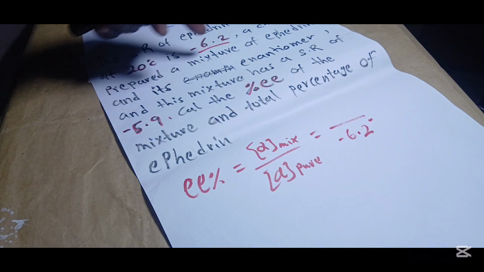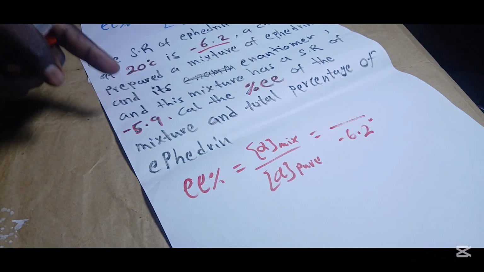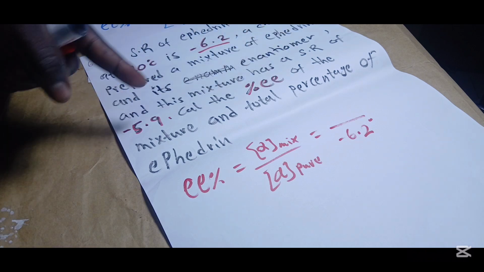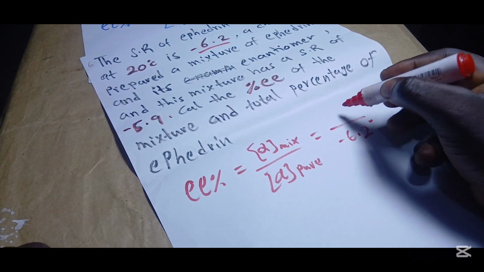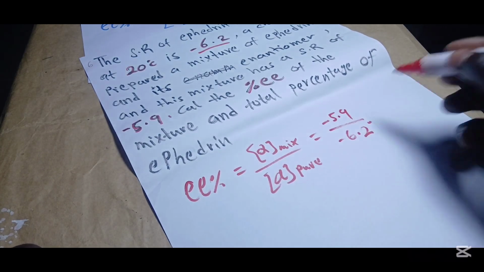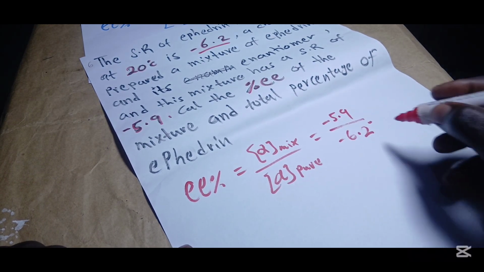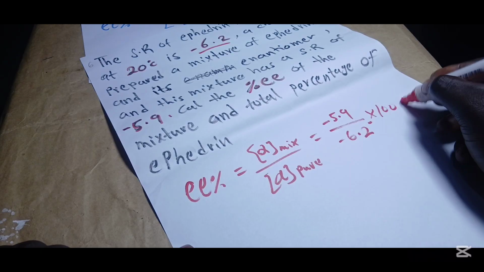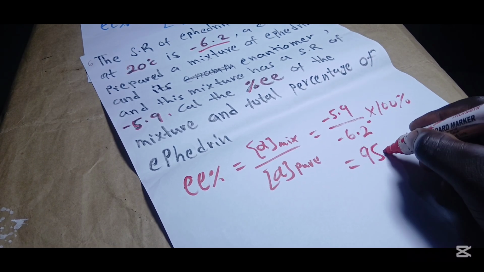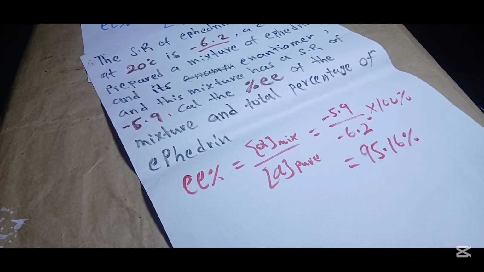A chemist prepared a mixture of ephedrine and its enantiomer, and this mixture has a specific rotation of minus 5.9. So the specific rotation of the mixture is minus 5.9. Evaluating this and multiplying by 100% gives us 95.16%. We are not getting 100%.